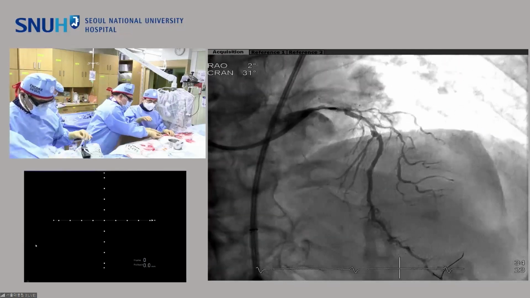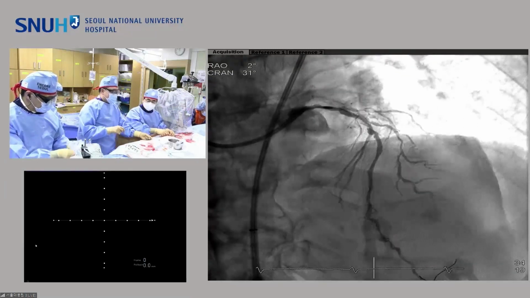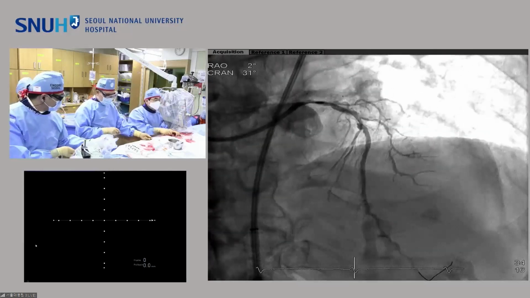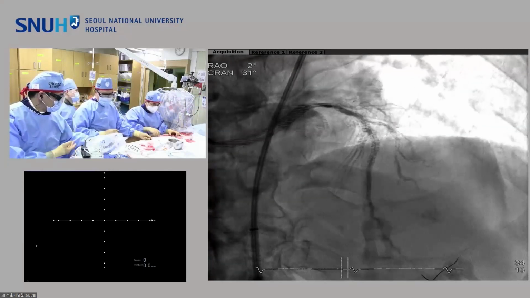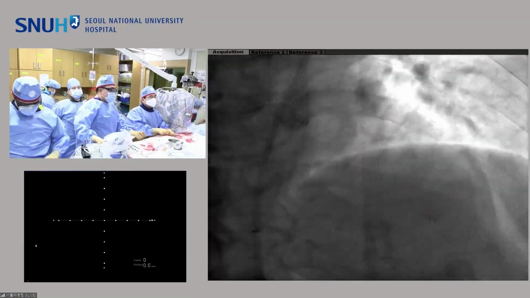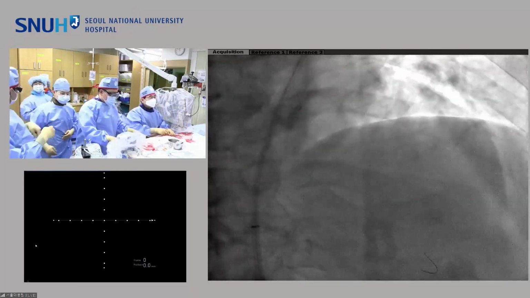He's 84 years old and there is some problem with accommodation. Okay. We need good glasses.